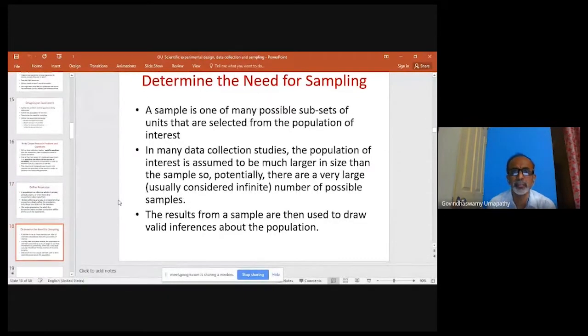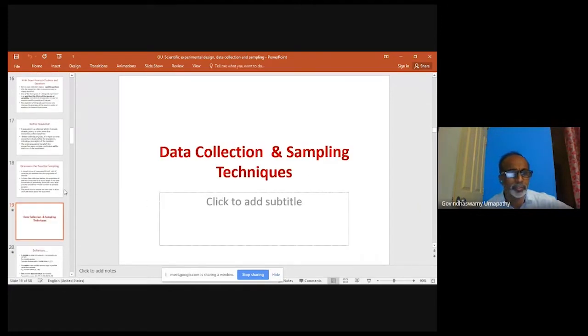As I mentioned, the sample needs to be properly designed: how much sample is required, and what that sample is, and whether you can draw inferences about the population from the results of the sample. Whether the sample you collect is representative of the population also needs to be very clearly spelled out before you do that.